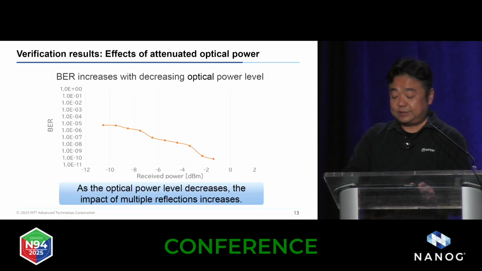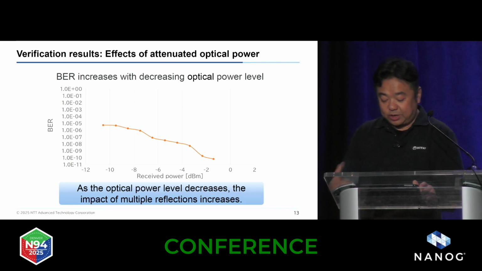This graph shows received optical power versus BER with a multiple reflection point. This is also an interesting result. Even if the received power is enough, such as larger than -5 dB, bit errors occur. This is because of the signal degradation by the multiple reflections. This phenomenon is unknown to our customers because the received power is enough, but the communication error occurred.